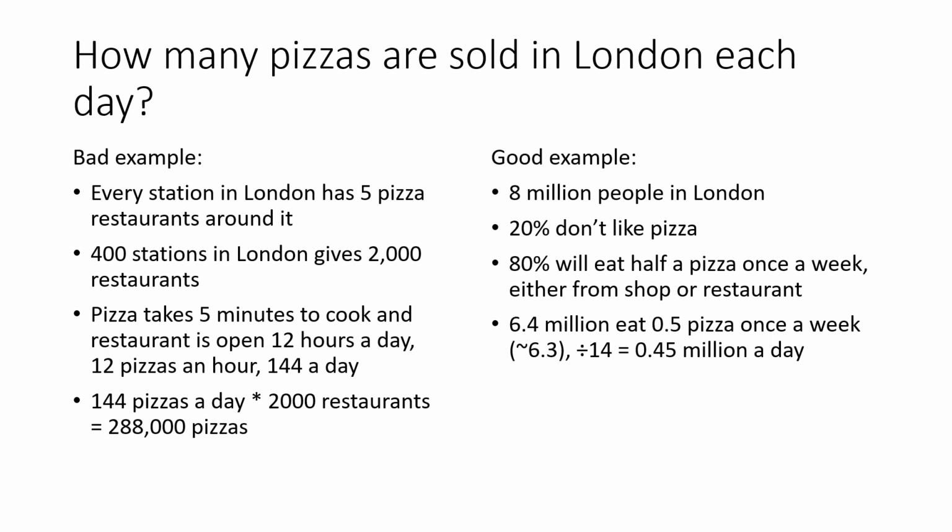6.4 million is roughly 6.3 million, which divides by 7 nicely to give 0.9 million half pizzas, or 0.45 million full pizzas per day. This is another point. 6.4 divided by 7 is actually 0.914, but you don't get much extra accuracy for that, and it will take you a lot longer to calculate, so it's a good idea to round here. Very quickly, using only two main estimates, we have arrived at this figure.